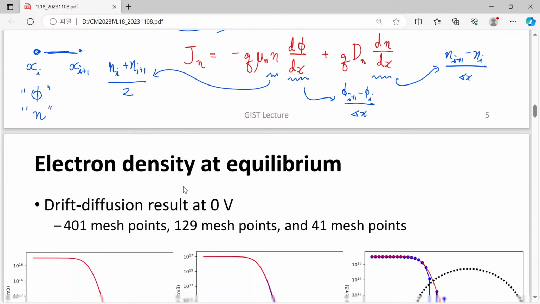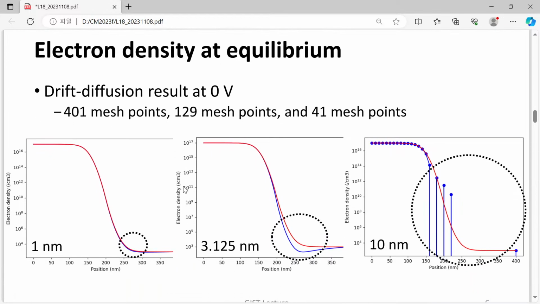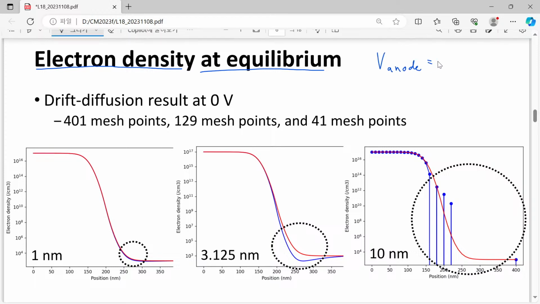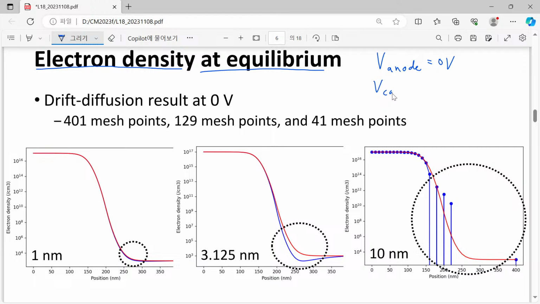Now let's go to this result. It seems to be quite strange and striking. Here we are looking at the electron density at equilibrium. No additional bias voltage is applied, so our anode voltage is equal to 0, and of course our cathode voltage is also equal to 0. This is the drift diffusion result at zero bias condition.